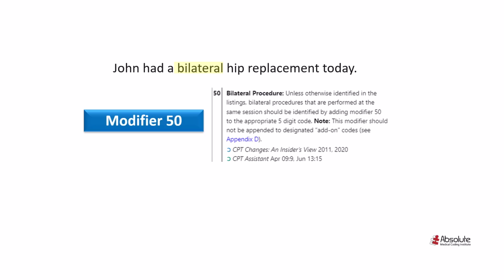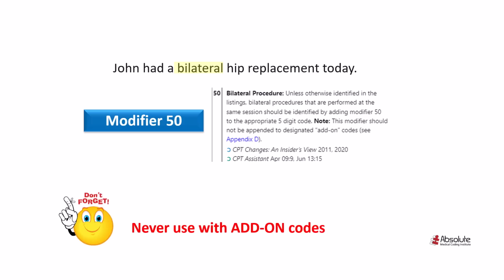So yes, modifier 50, if you go to Appendix A, is the modifier for bilateral procedures unless otherwise identified in the listings. Bilateral procedures that are performed at the same session should be identified by adding modifier 50 to the appropriate 5-digit code. Note, this modifier should not be appended to designated add-on codes. So when you have an add-on code, don't use that modifier 50. Okay, how'd you do? If you got it correct, outstanding.